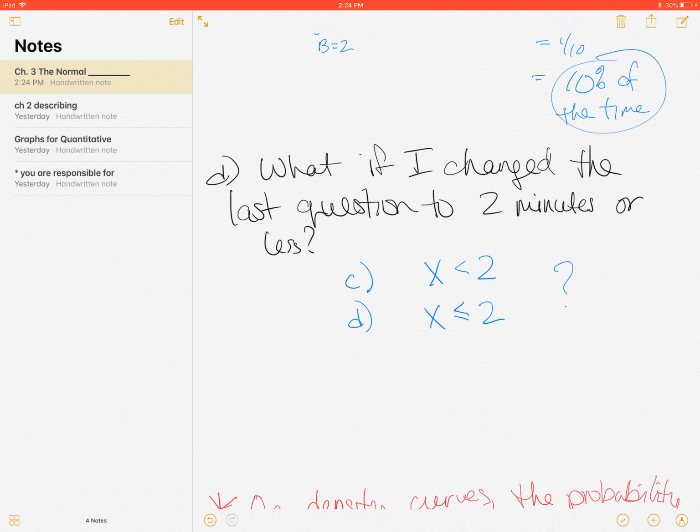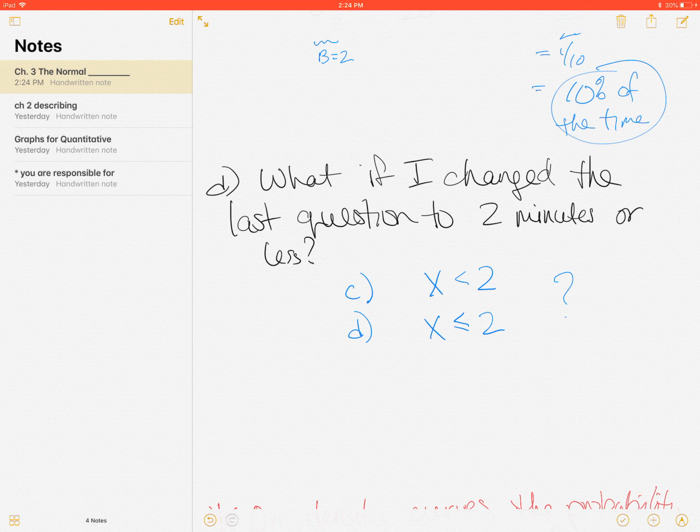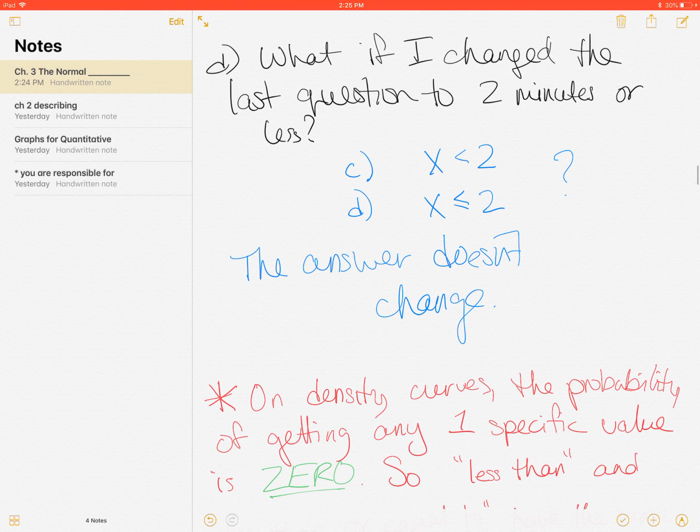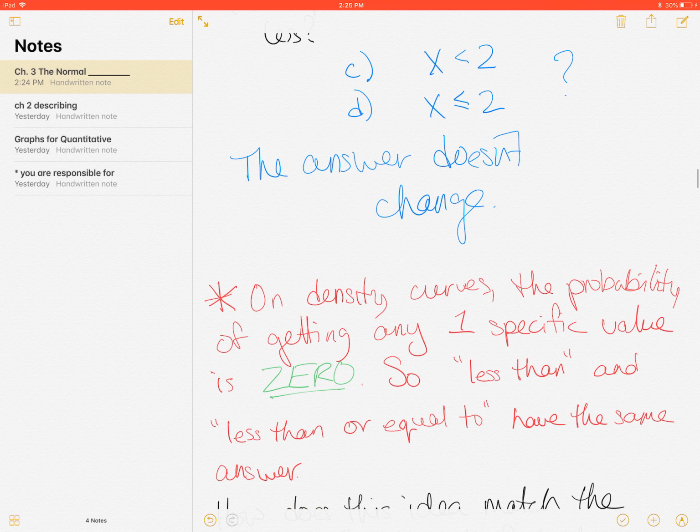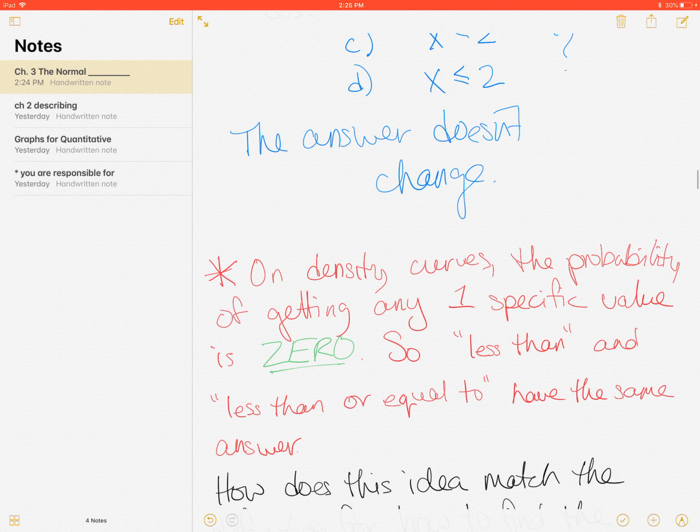And it turns out that the answer doesn't change. When we include that endpoint or we don't include that endpoint, it has absolutely zero effect on our answer. Because on density curves, the probability of getting any one specific value is 0. So less than or equal to have the same answer.